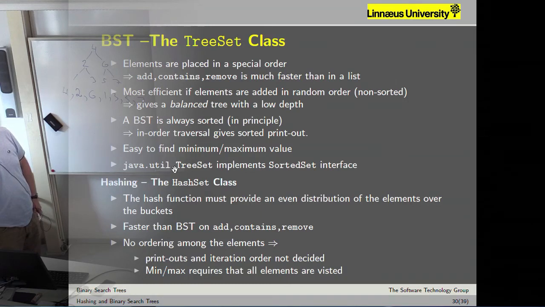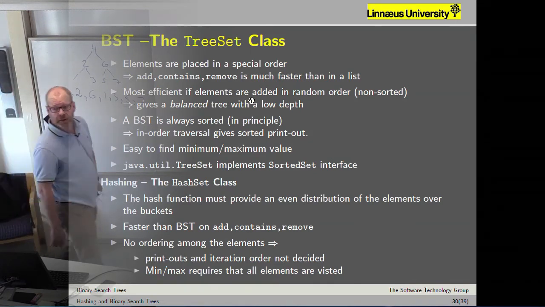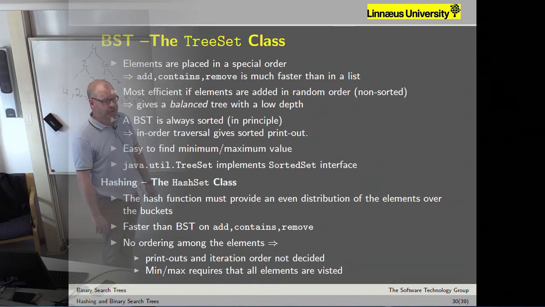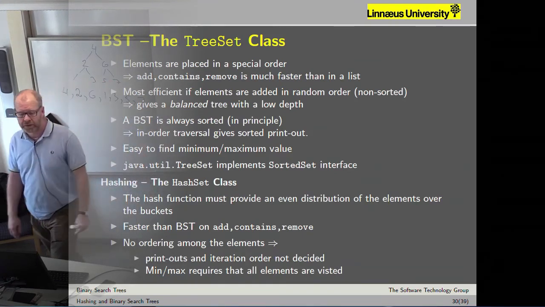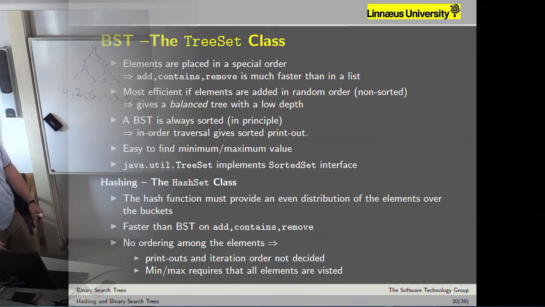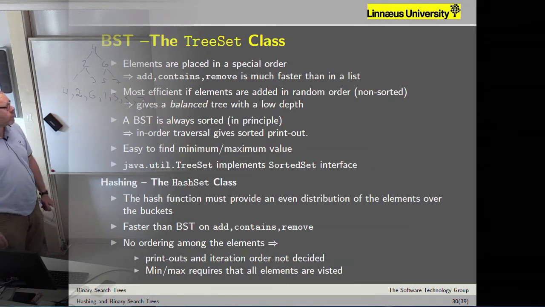The class java.util.TreeSet implements the SortedSet interface, and it's using this approach. The only thing that differs is you don't have to worry about adding them in random order. It will keep the tree balanced automatically, but it will have the same properties. If you are adding a number of elements to a TreeSet in random order and you are iterating over it, you will get them in lowest first or highest first. You will get them in sorted order.